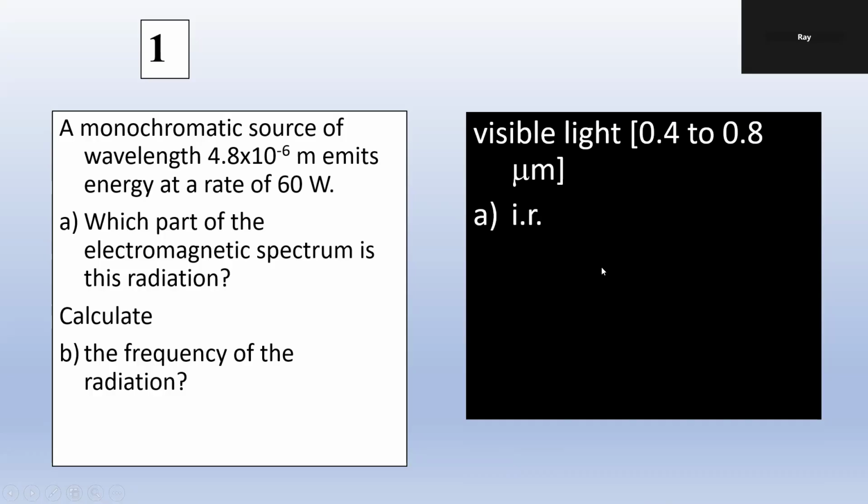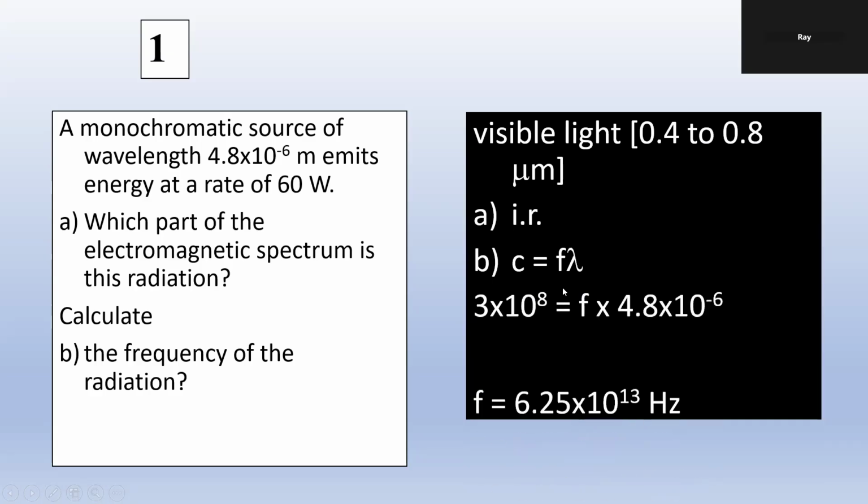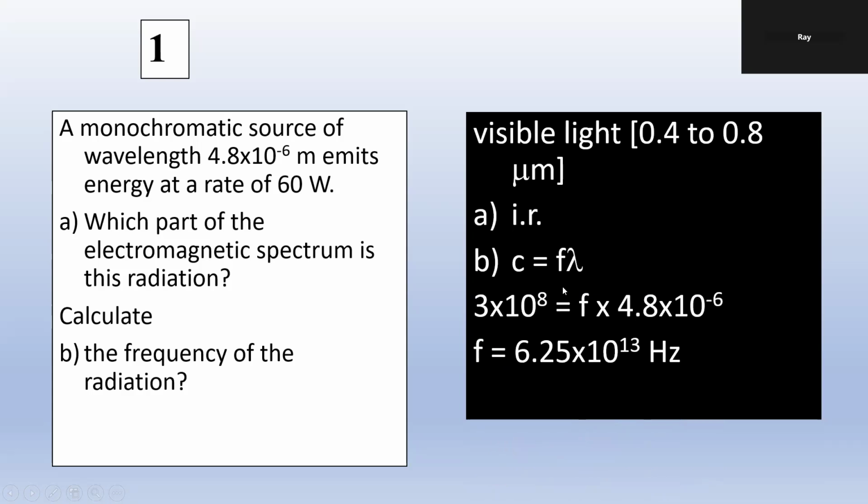Okay, what's the frequency of radiation? You should be able to calculate. This is just to reinforce what we have learned, all the formulas that we have used. Given the wavelength, the speed of light can be obtained from the formula sheet. Use that formula. 6.25 times 10 to the power 13 hertz.